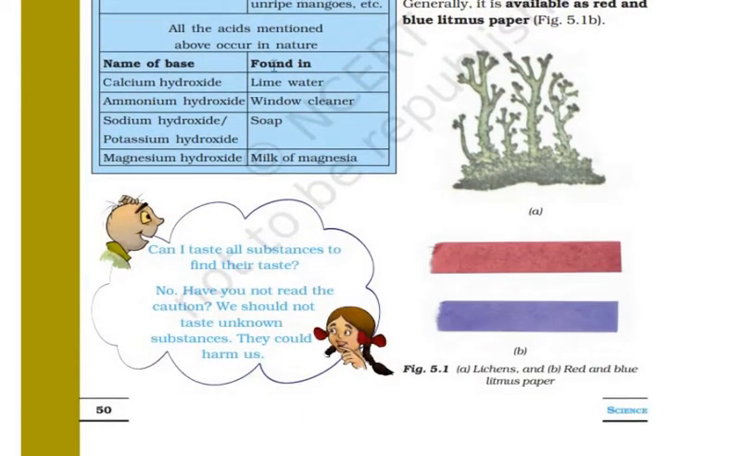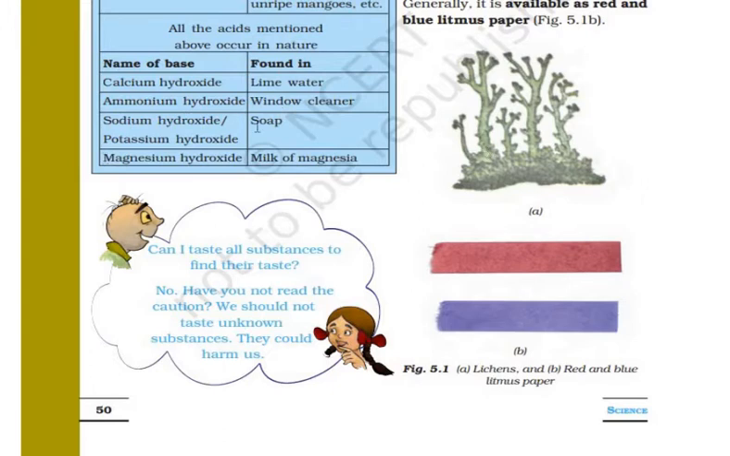Name of base and where it is found. Calcium hydroxide is present in lime water. Ammonium hydroxide is present in window cleaner. Sodium hydroxide or potassium hydroxide is present in soap. The soap is also basic in nature because it is soapy to touch and has a bitter taste. It is non-edible, but we feel its taste is bitter. If we keep a small bit of it on the tongue, it will be bitter in taste.